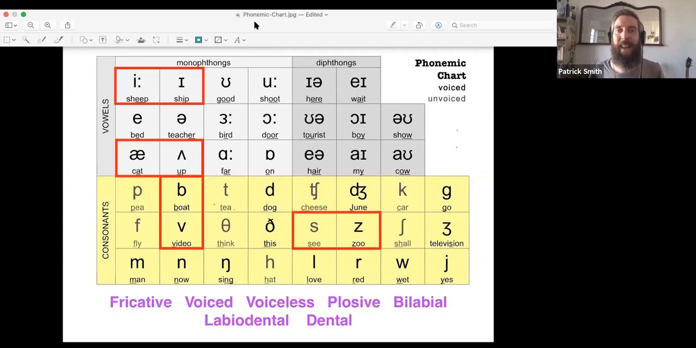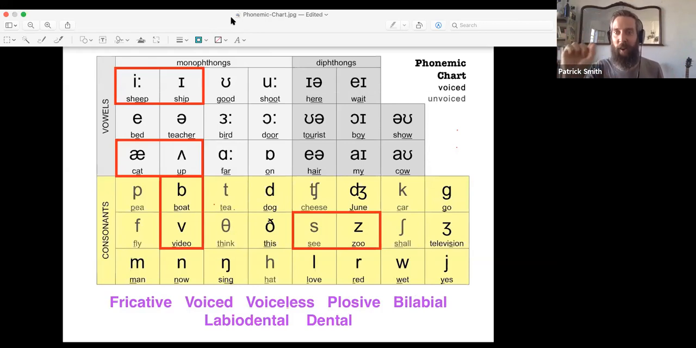Look at the second one, wait. We've got an E and an I together. Put them together, and we get wait. So we take the two vowels, we squash them together. We'll just do one more example. If we go down to the next row on the left, tourist, we've got the U from good, and then we've got the schwa from teacher, and we put them together, tour, tourist. Yeah, so a tour or a tourist, that's a diphthong.